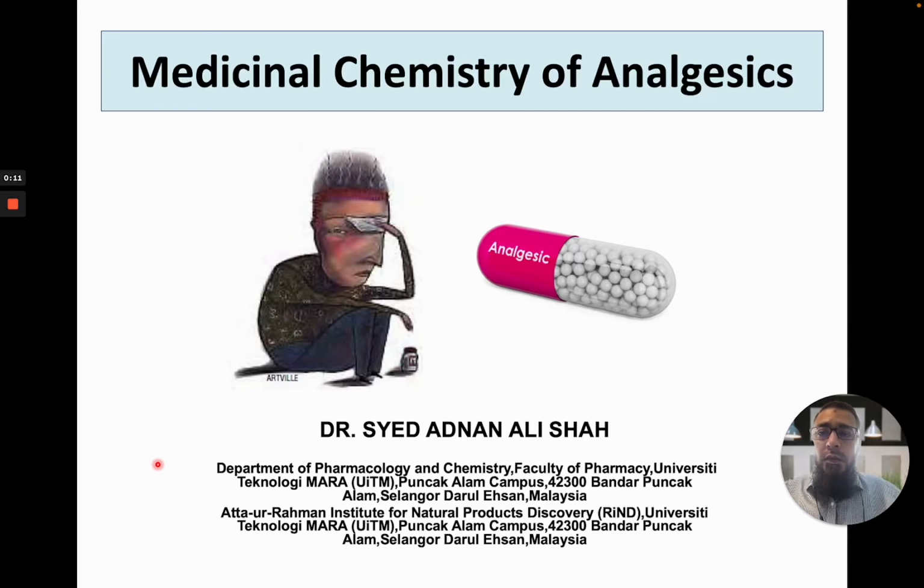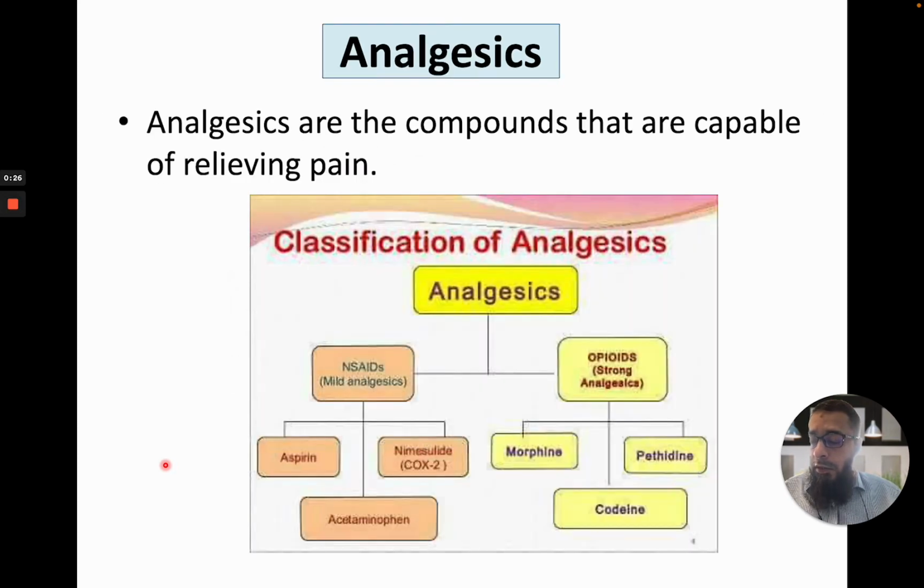Today's lecture is about the medicinal chemistry of the analgesic. In this lecture we will learn about some examples of the medicinal chemistry of the analgesic drugs. As you know, analgesic drugs are also called simply analgesics, pain relievers, or painkillers. So these are the classification of the analgesics.